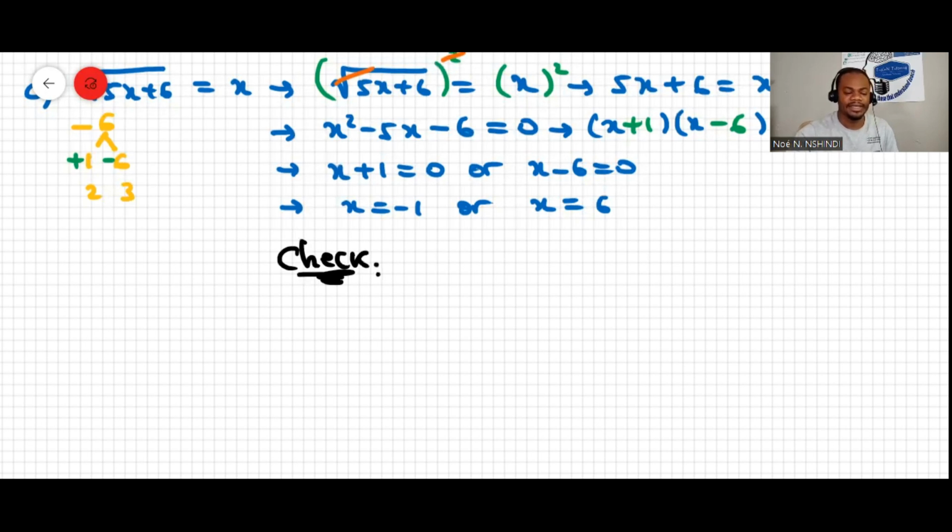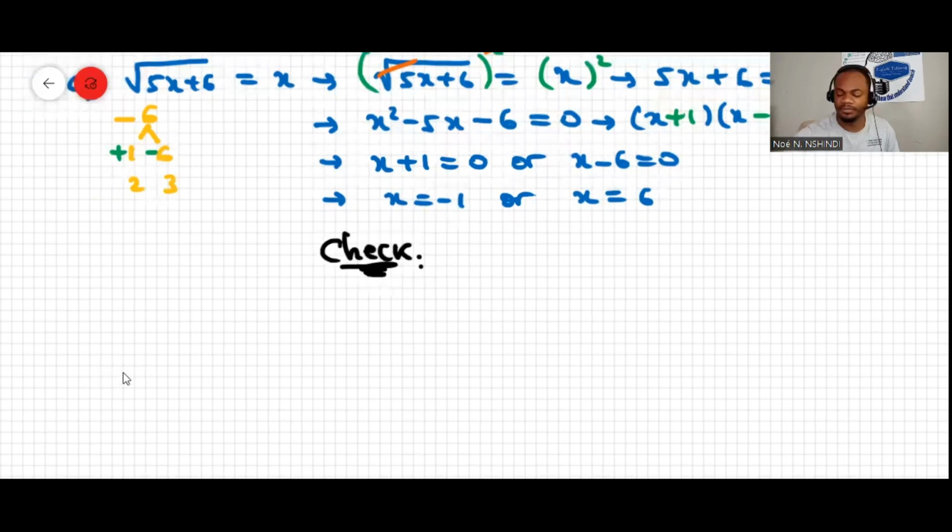Let's say x has the value of -1. So in this equation, initially it was square root of 5x plus 6 equal to 1. So I'm gonna sub in the value -1 there. Now what do we have?